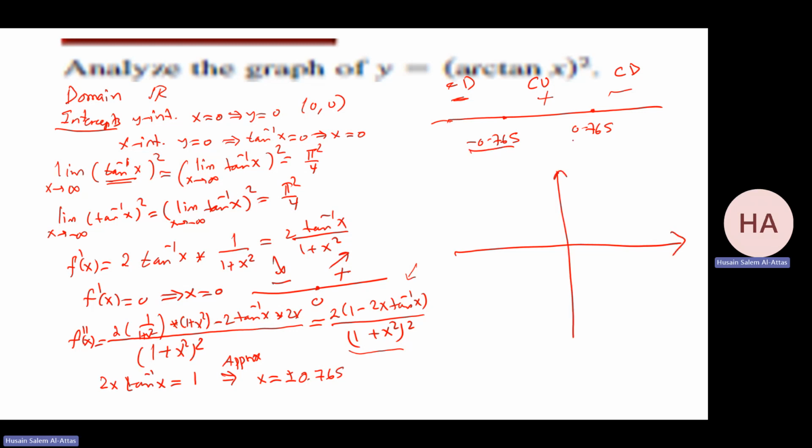The only thing is, these are not easy values to get, so we do it through approximation. This is actually an example in the book, but I want to do it just to see different ideas. I have this is 0, 0. I have asymptotes. This is pi square over 4. And this is minus pi square over 4. Okay, these are the asymptotes.